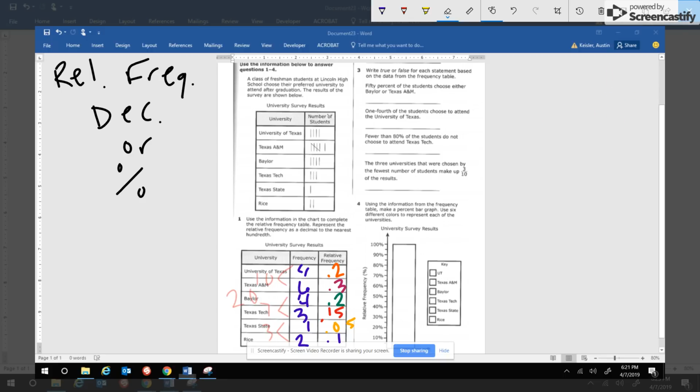So there's our relative frequency table. Up here on the right, it says write a true or false for each statement from our relative frequency table. So we're going to take what we just did and determine if these statements are true or false.